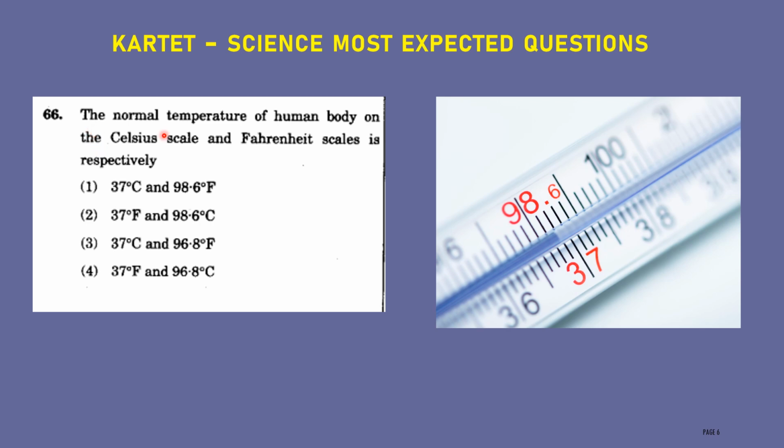Next question. The normal temperature of the human body on Celsius scale and Fahrenheit scale is respectively... The correct option is option first, 37 degrees Celsius and 98.6 Fahrenheit. Listen here. This is the Celsius scale. This is the Fahrenheit scale. The normal body temperature of the human body is 37 degrees Celsius, then 98.6 Fahrenheit.